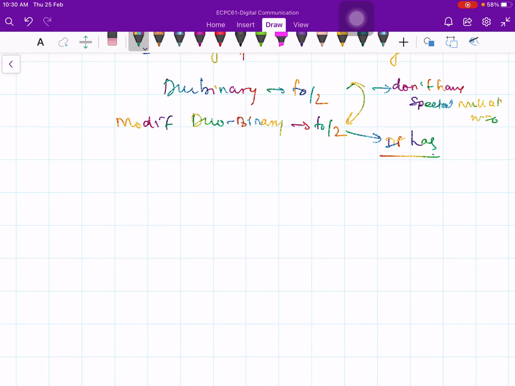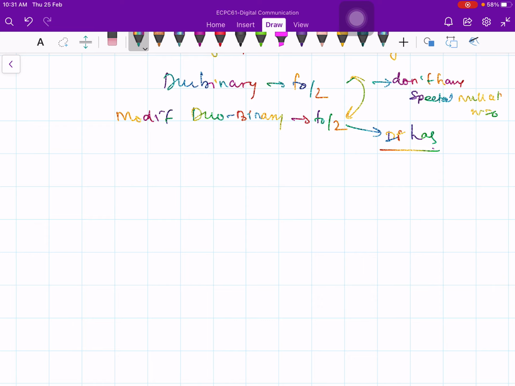Okay, so this modified DO binary concept is a slight modification of your DO binary. Now I am not going to discuss the modified DO binary here. We will discuss it in a slightly different context at a later stage, not now. I just wanted to tell you the difference between DO binary and modified DO binary, but we will discuss it at length a little later.